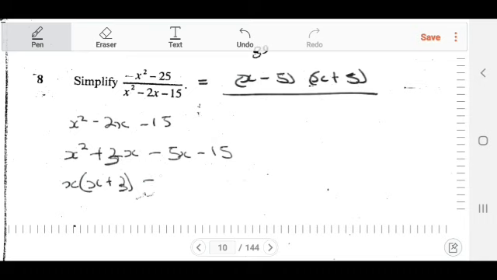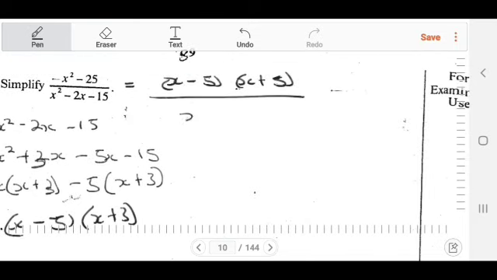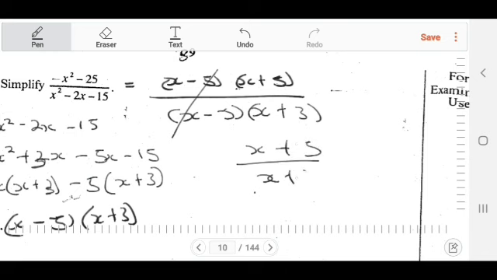Then minus 5, x plus 3. Okay, so we have x minus 5 and x plus 3. So I'm going to put this one here, x minus 5 and x plus 5 over x minus 5 and x plus 3. So this one's cancelled. Then we get x plus 5 over x plus 3. Okay, so this is the solution for this one.